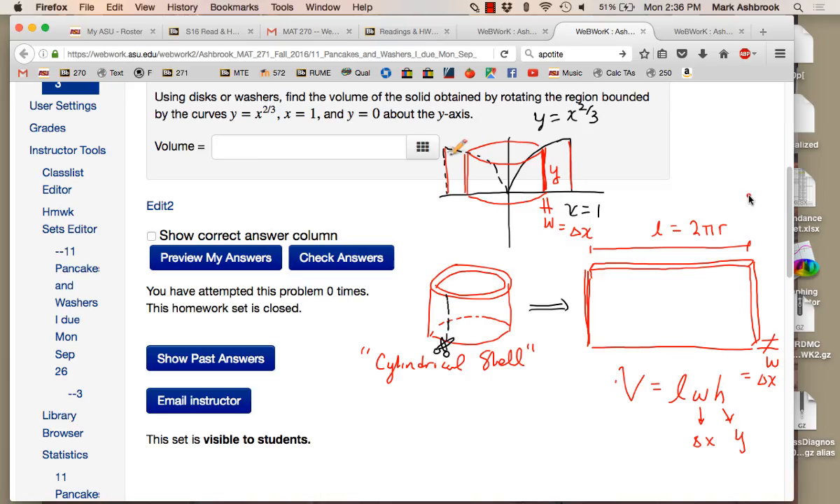Okay, all this stuff that we're doing, it will always be the same for shells. Shells will always be these circular shells that you'll imagine cutting and then splaying out, and then that will just be a rectangular shell, length times width times height. Your small dimension will either be delta x or delta y. The height, which is this dimension, will always be either x, y, change in x, or change in y. And then the length, after you've unfurled it, will be 2 pi r.